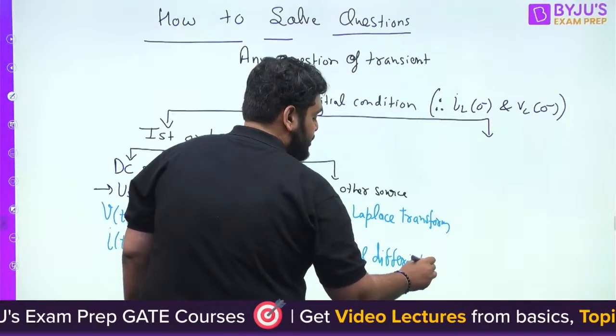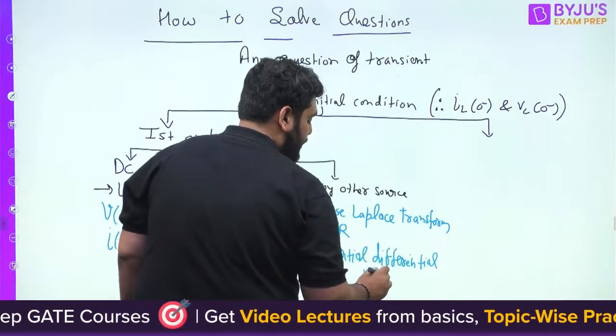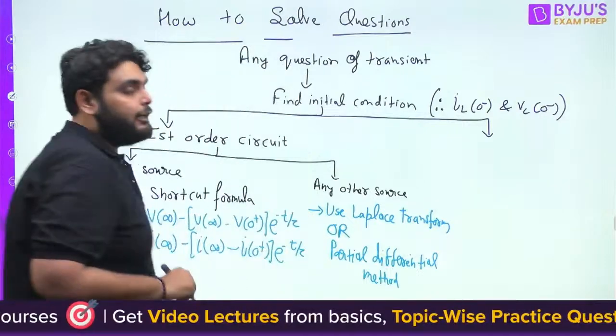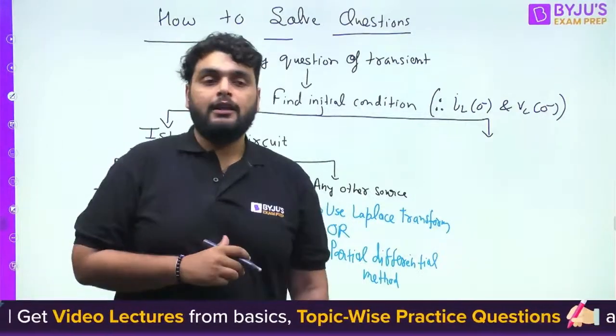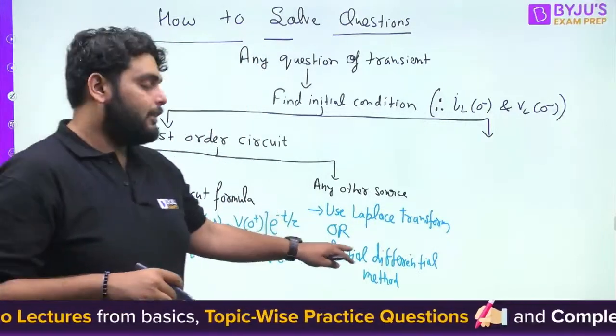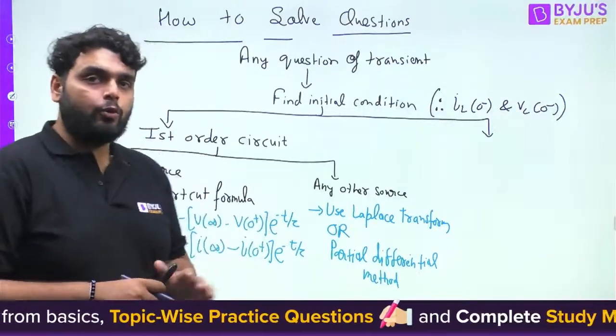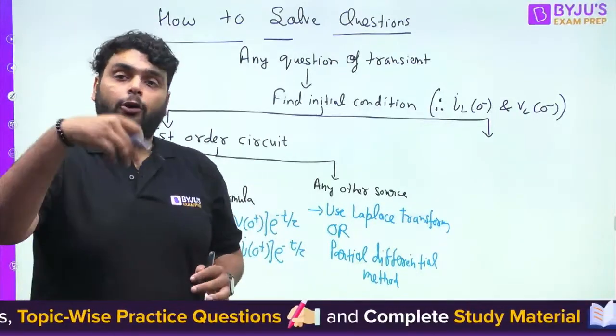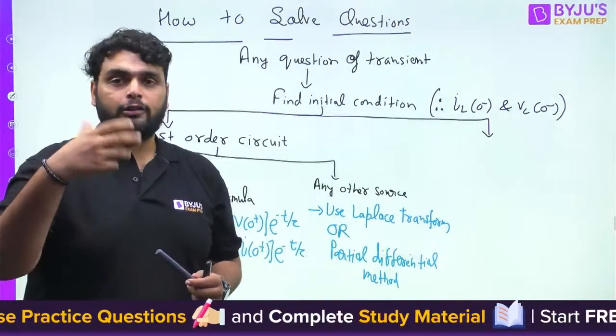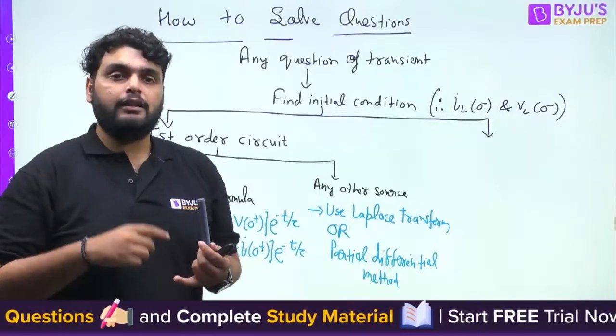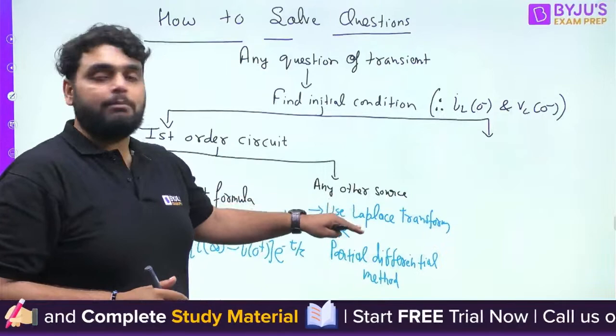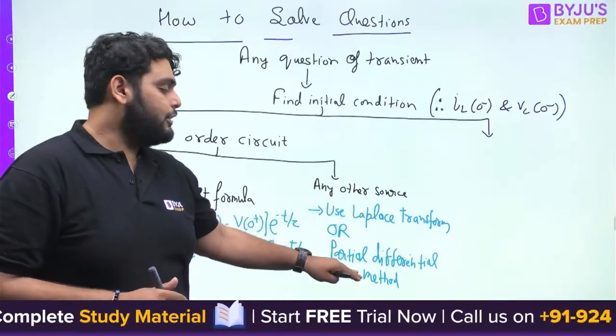Now, the partial differential method becomes difficult if you have a complex circuit. If I provide you 2 or 3 branches in a circuit, then the partial differential method becomes difficult. So I will advise you to go for the Laplace transform, because you already know the Laplace transform, you already use the Laplace transform in signals and in control. So you're familiar with the Laplace transform method rather than the partial differential method.